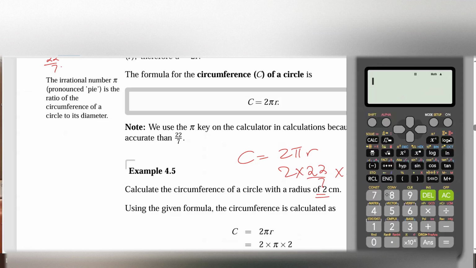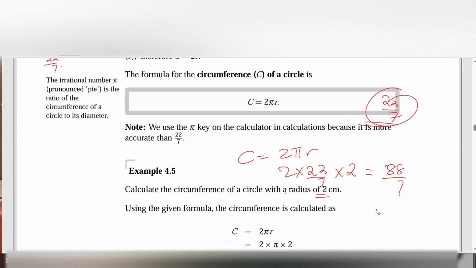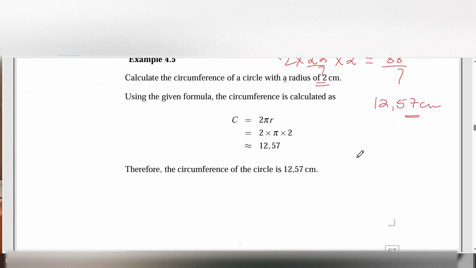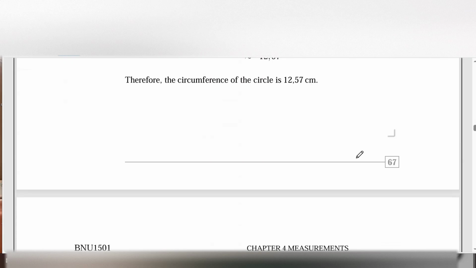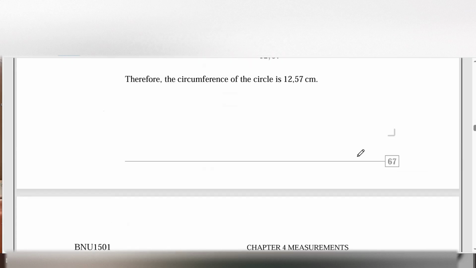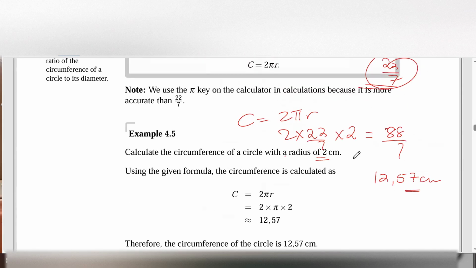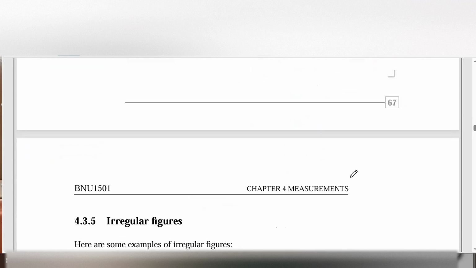We punch this in the calculator. 88/7 gives us 12.57. So 12.57 centimeters is what we end up with as our perimeter, or rather circumference. So in most cases, always look for the radius. Some questions will just give you the diameter. You have to take it upon yourself to get the radius of that particular circle.